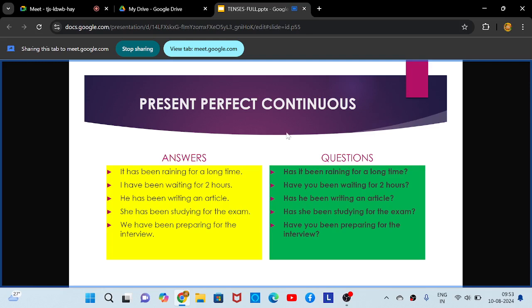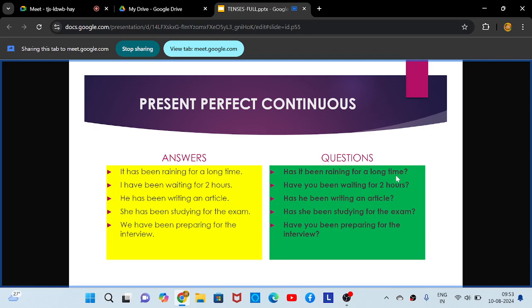Next, moving to present perfect continuous tense. Just remember the structure: subject plus has or have been plus V1 plus ing plus object. Now the questions will also begin with either has or have only, with one difference: the verb will again be in V1 plus ing form, because this is present perfect continuous tense. So the first question is, has it been raining for a long time?